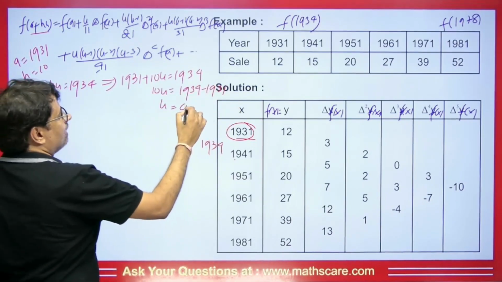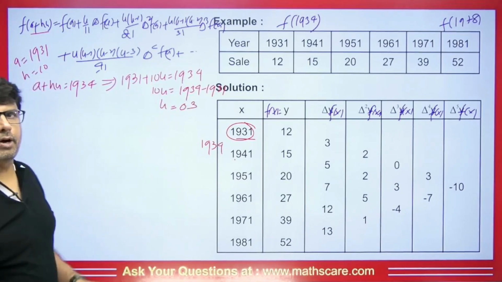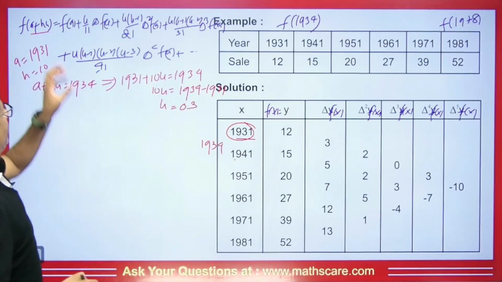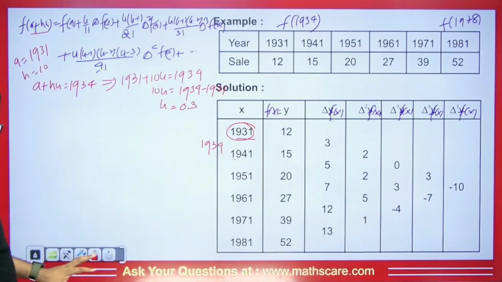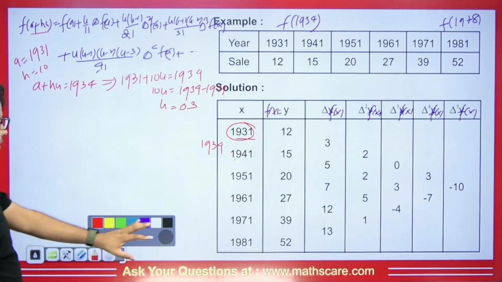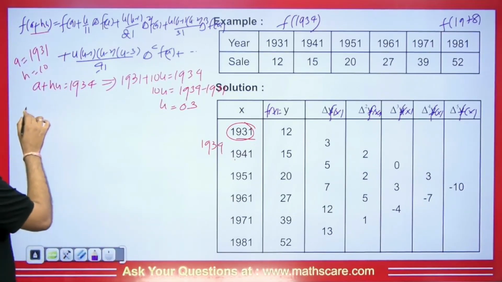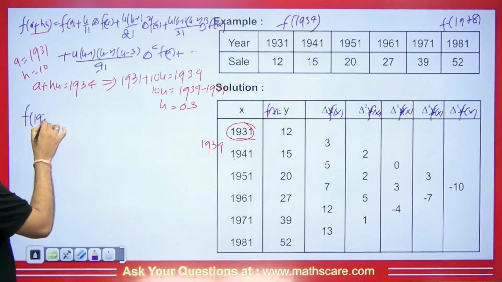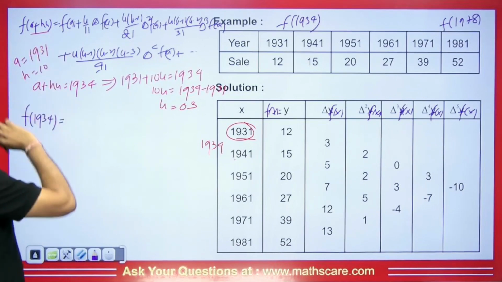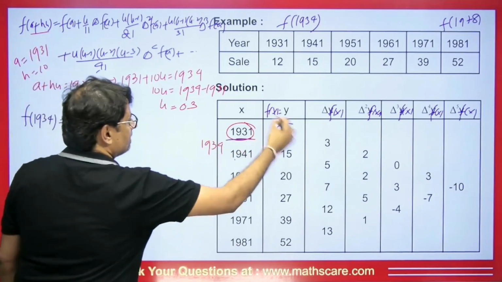And we'll divide this. We have the value of u. What will it be? It will be 0.3. Now, what will we do? We'll put the value here in the formula. What will come here, students? f of 1934. Put 1934 here now. If this is a, then it would be f(a).